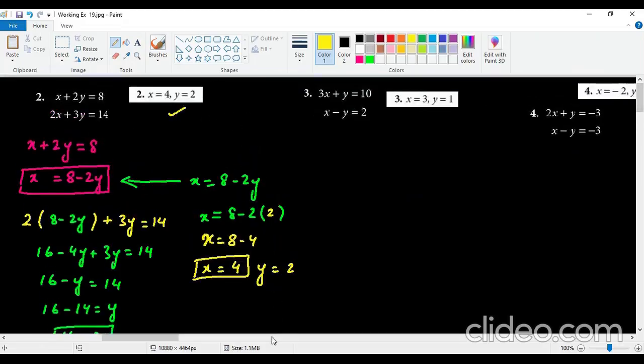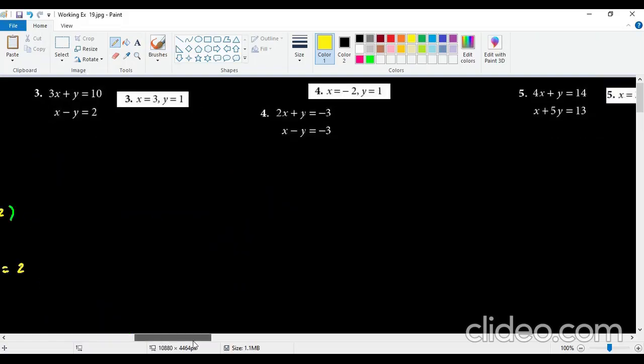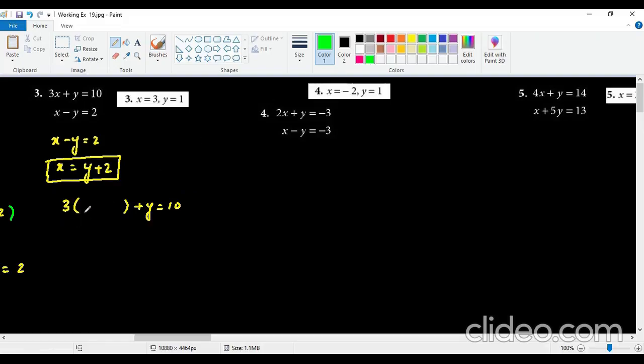Moving on to question number 3. Here, I know very well that x minus y equals 2. That means the value of x is equal to y plus 2. This is the value of x. Now I will use equation 1, which is 3 bracket, instead of x, I will write the value of x, plus y equals 10. Now the value of x is y plus 2.